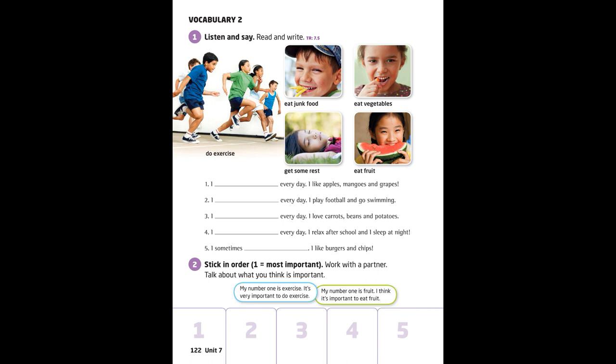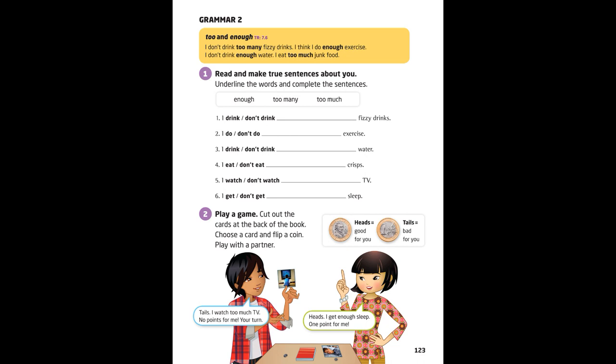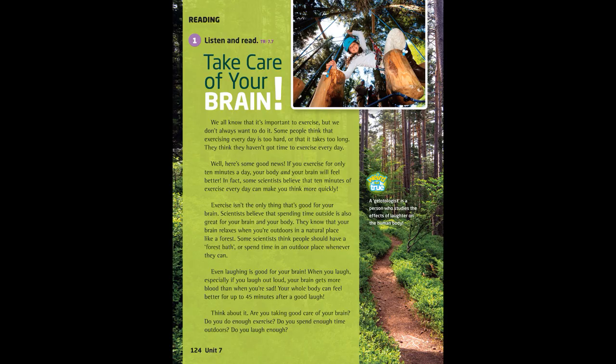Track 7.6. Grammar 2. Too and enough. I don't drink too many fizzy drinks. I think I do enough exercise. I don't drink enough water. I eat too much junk food. Track 7.7. Reading. Activity 1. Listen and read.